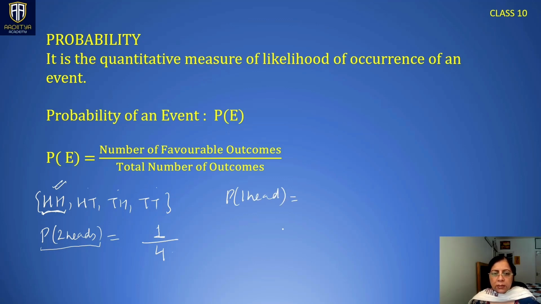it is not compulsory that one experiment or one event can lead to only one favorable outcome. See, one head, how many outcomes have only one head? This is head and tail, only one head, tail and head, only one head. So corresponding to this event, I have two favorable outcomes. So the favorable outcomes become 2 and total are 4. Probability becomes half.